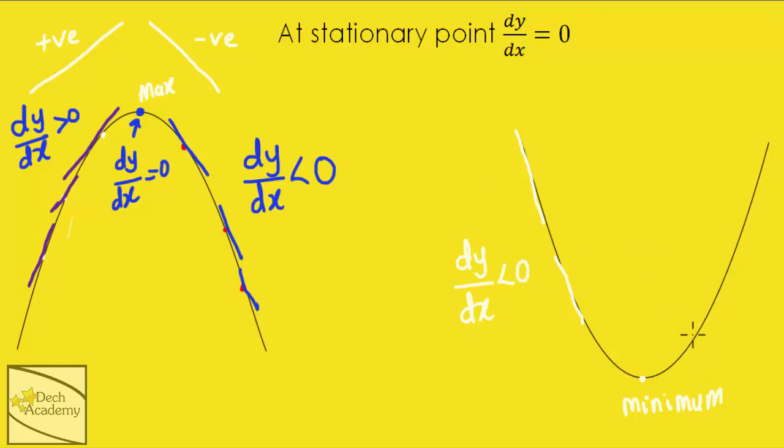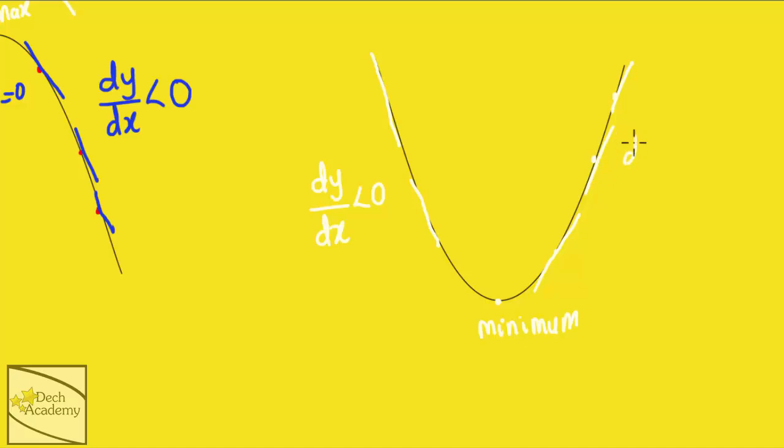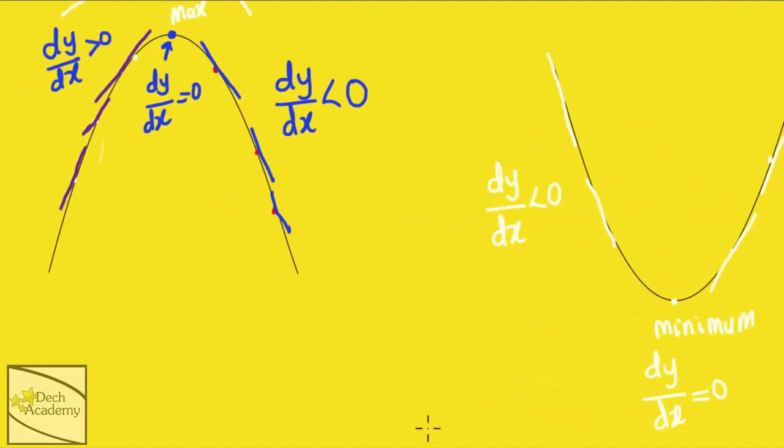To the right though, if you draw a tangent to any point, you find that the gradient of the tangent will be positive. So dy dx is greater than 0. The gradient at any point to the right of a minimum is positive, it's greater than 0. At the minimum, which is a stationary point, dy dx is equal to 0. So the gradient at the minimum is 0, the gradient at a maximum is 0.